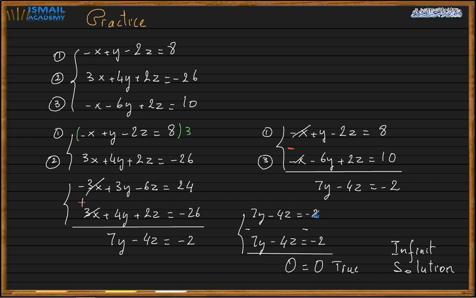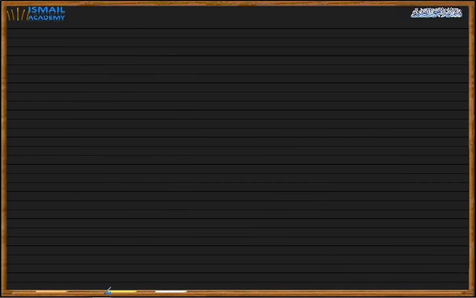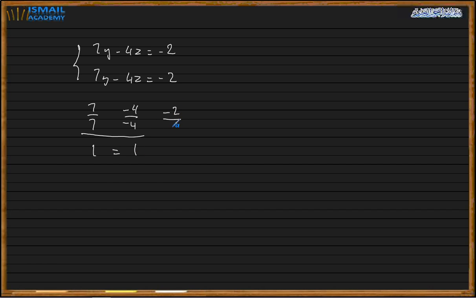If I want to use the Isel test, I will end up having this. Look at this: 7y minus 4z equal minus 2, 7y minus 4z equal minus 2. So I do my ratio, 7 over 7, minus 4 over minus 4. Let's see the result: 1, 1, they are equal. I check the other ratio, this is 1, it's going to be equal, then I conclude. You see, in my case here, the Isel test will take longer than just using elimination again to check for the solution.